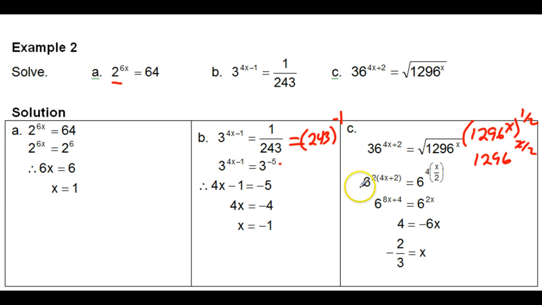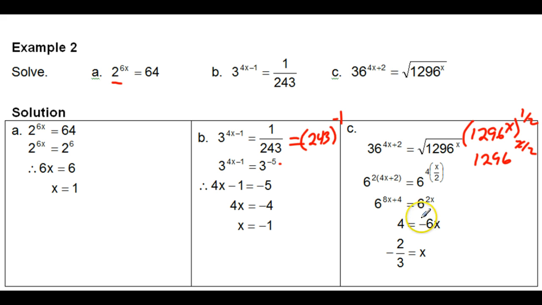So 36 is the same as 6 squared. 4x plus 2 is the exponent that was there. This is 6 to the exponent 4. X halves is the exponent that was there. And now this whole exponent will be equal to this whole exponent. And so multiplying it through, 8x plus 4 equals 4x over 2, which is 2x.